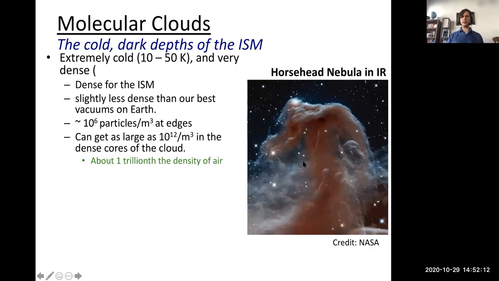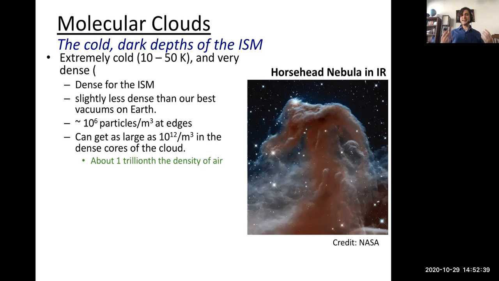All right, so the molecular clouds, our last phase of the ISM that we're going to talk about, where we distinguish the phases of the ISM by what state the hydrogen is in. And here, the hydrogen is molecular. So this would be H2, molecular hydrogen, where two hydrogen atoms have molecularly bonded together.